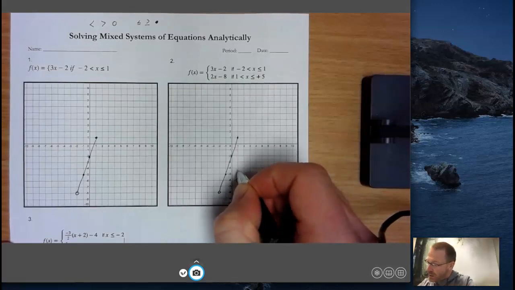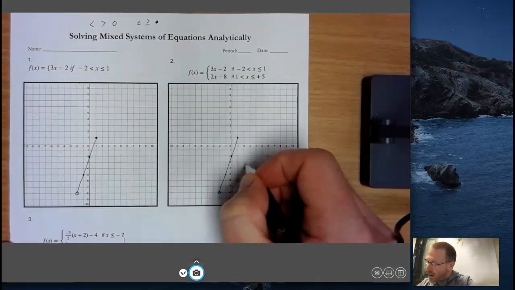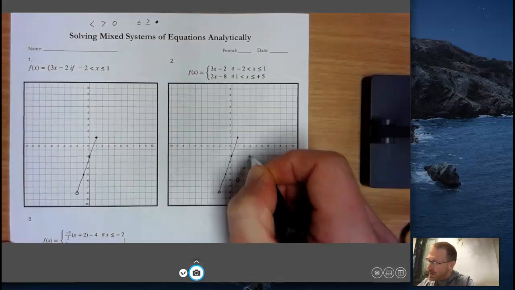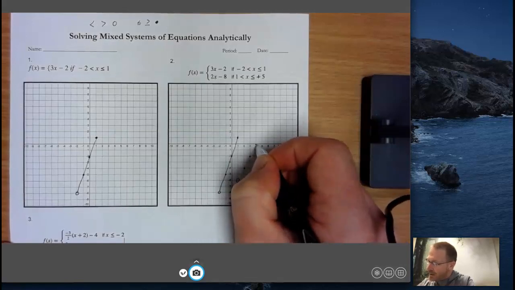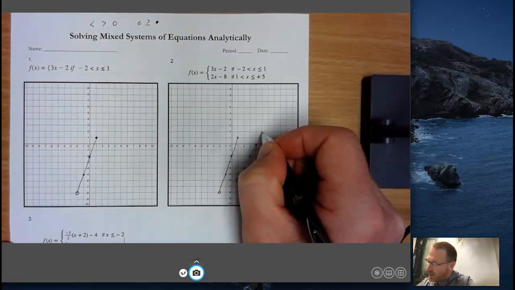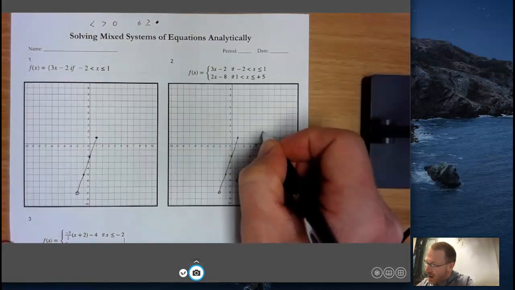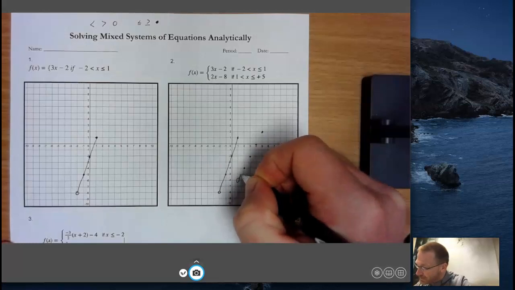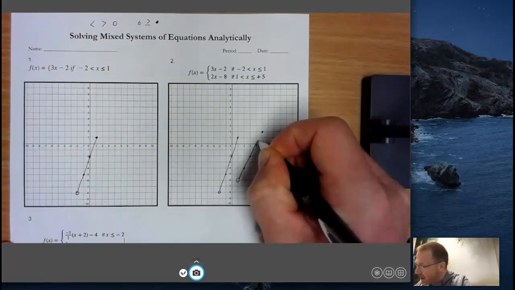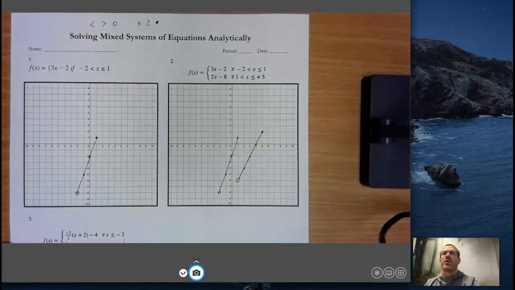So I'm going to go up 2, right 1, up 2, right 1, up 2, right 1, up 2, right 1. Now, once again, this has a bar, so we know it's going to be a solid circle right there. And then there is our graph.